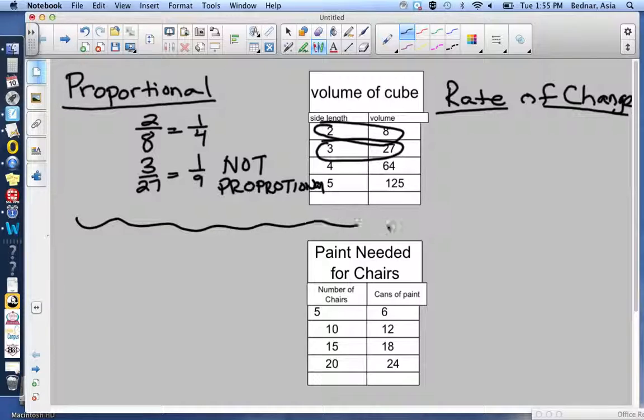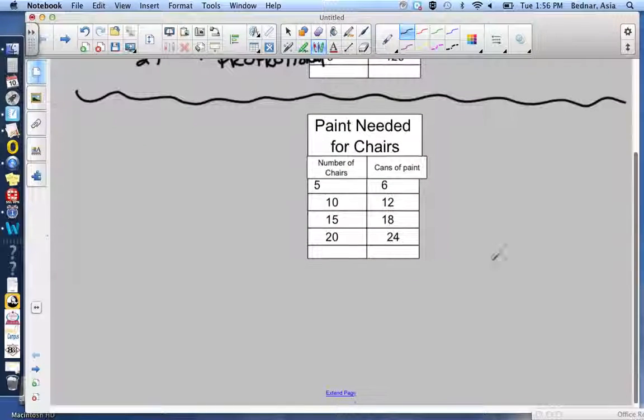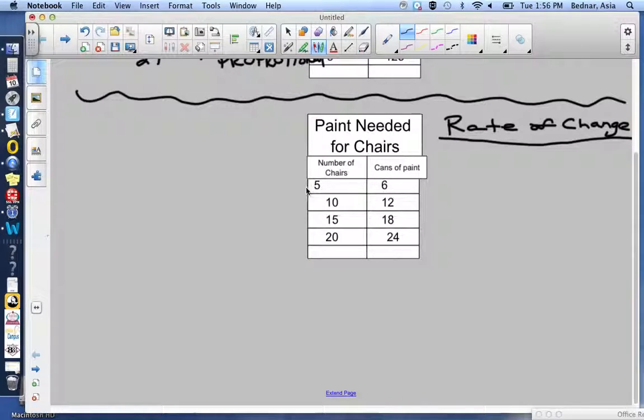So let's try a second problem related to this. Let's try this chair problem down here. First, let's start with our rate of change. In order to find the rate of change, again, I have to compare all of the values as I go down. I have to find their differences. So I'll start here, and I'm going to take 10 minus 5, and over here, 12 minus 6. In this case, this would be 6, this would be 5. So I'm going to get 6 over 5, which is the same as 1 and 1/5.